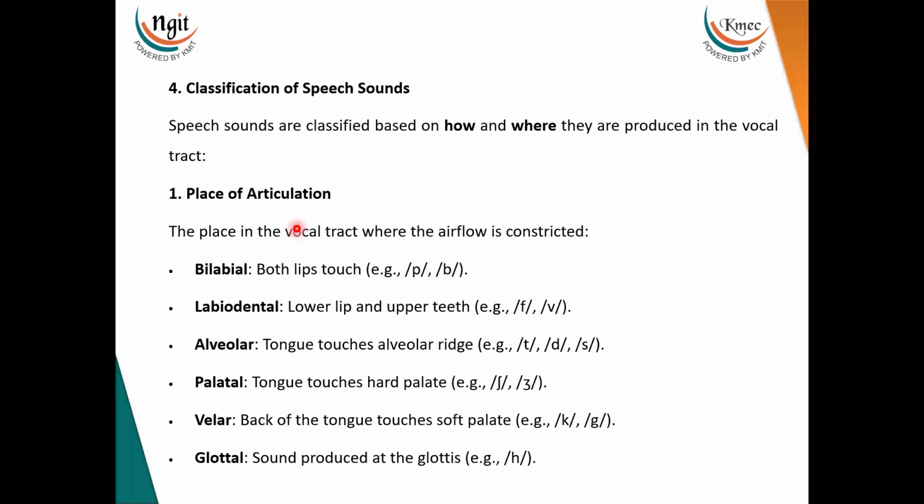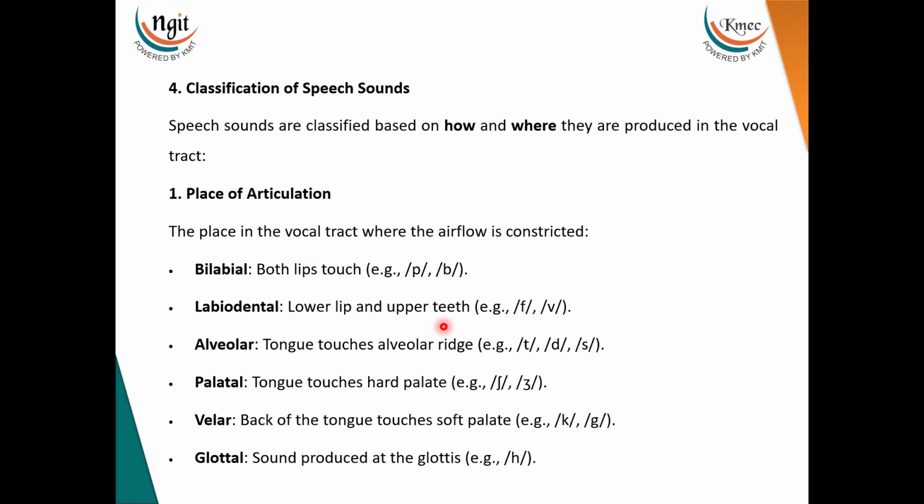Place of articulation: the place in the vocal tract where the airflow is constricted. So bilabial, as we have seen just now, is where sounds are produced when both lips touch. Labiodental is where the lower lip and upper teeth touch.